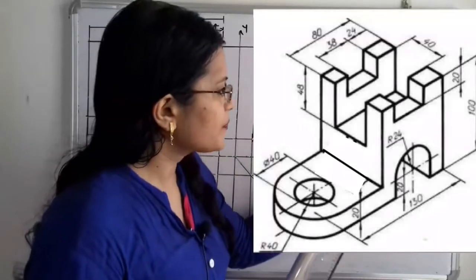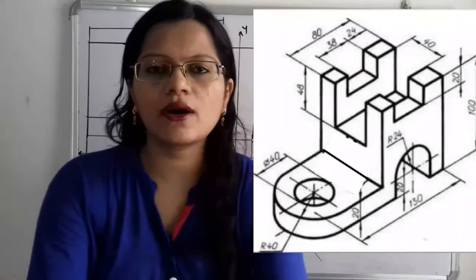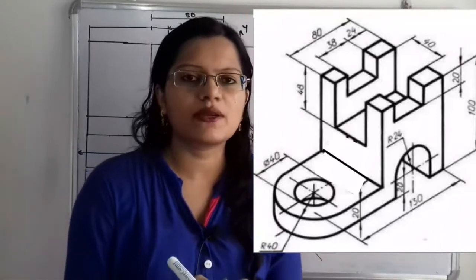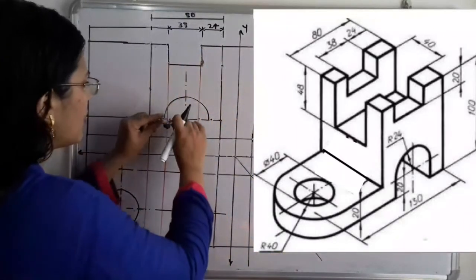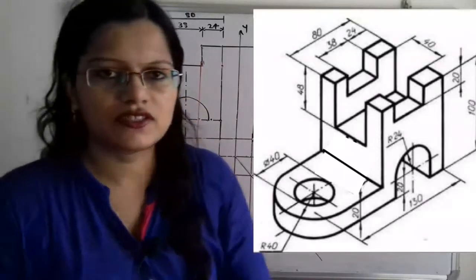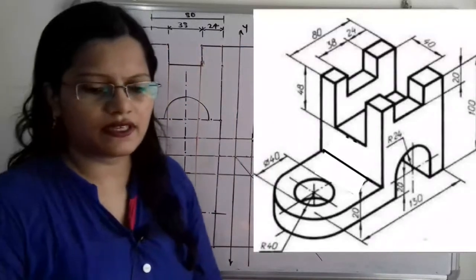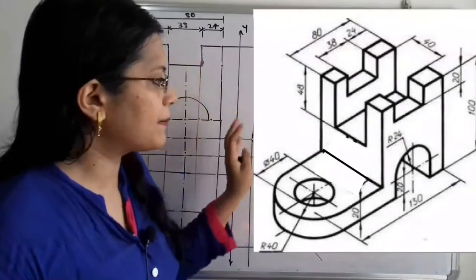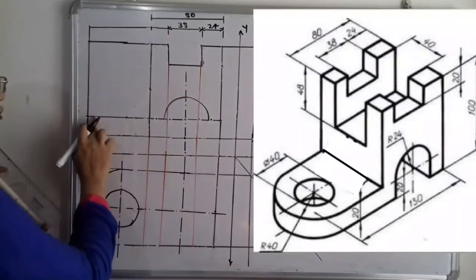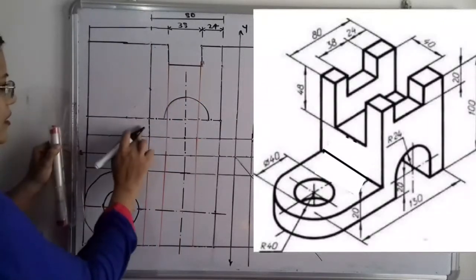What is the radius given here? The radius is 24 millimeter. In the compass we take a 24 millimeter distance and draw one semicircular arc. That will be our semicircle structure. In this way, this front view is getting completed. Now for the remaining left hand side distance, here is the base only, which has a 20 millimeter height. So we have to complete this base.